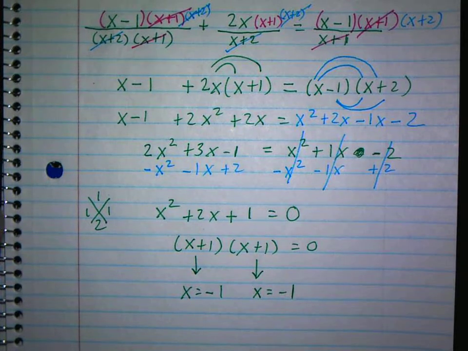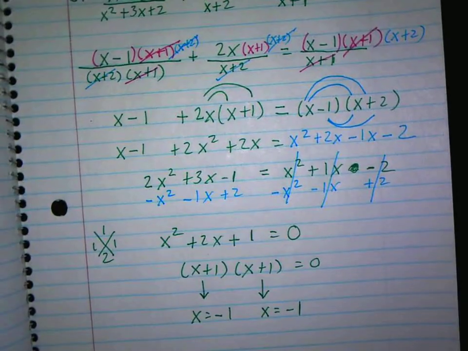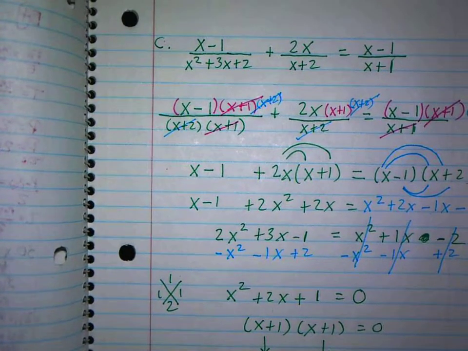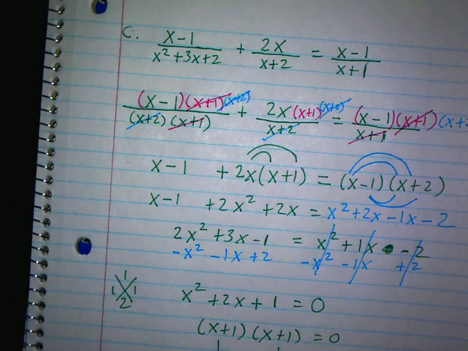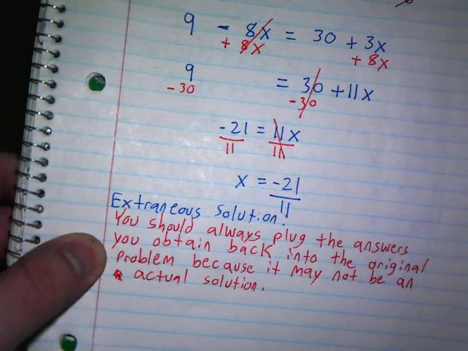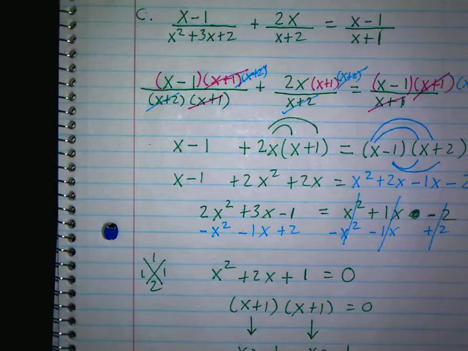But wait, what else do you have to do? You remember? So yesterday, we learned, right, you have to plug it back in because it could be, remember the word? I forgot, I didn't write it down in this book. But it could be, you don't remember the fancy word? Extraneous, right? Extraneous? That means that it doesn't work in the original equation.